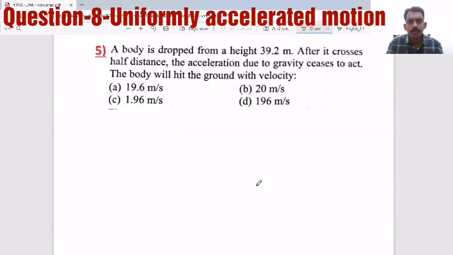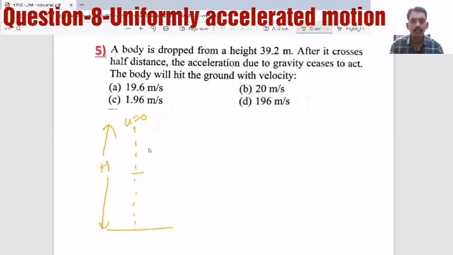Now here a body is dropped from a height 39.2 meter and it crosses half distance. The acceleration due to gravity ceases to act. The body will hit the ground with what velocity? See, they can ask the question in any manner. You can't expect. The only thing is you have to understand the question and draw the diagram of how it is moving. That is what is important. A body is dropped from a certain height, let's take that height as capital H. Each and every sentence you have to make into a diagram.